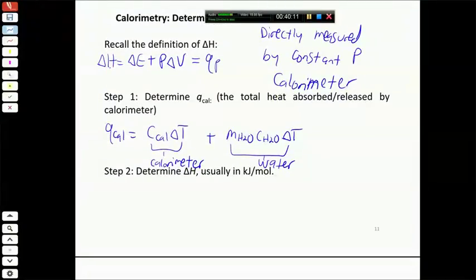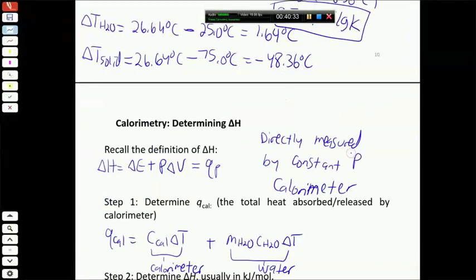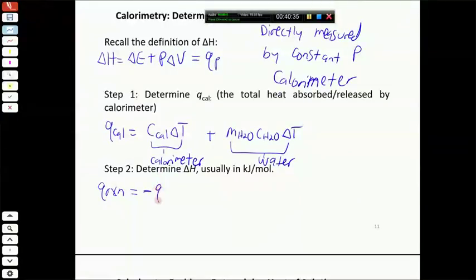And then from there we relate that to the delta H for the reaction. What we have to realize is that the calorimeter is our surroundings and the reaction is our system. So if heat is flowing out of the system, it's flowing into the surroundings, or vice versa. That means the two are going to be equal in magnitude but opposite in sign. So once we measure Q for the calorimeter, the heat for the reaction, Q reaction, is just going to be the negative of that.